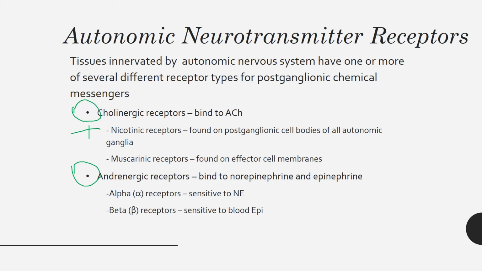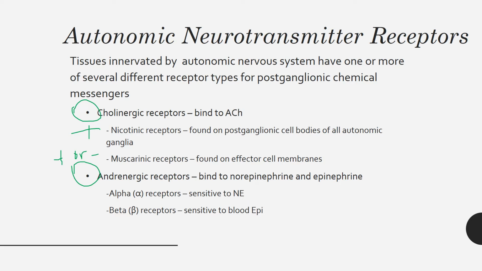Muscarinic acetylcholine receptors are found on the visceral organs and are stimulated by the release of acetylcholine from postganglionic fibers. These can affect the cell membrane, but they can be either excitatory or inhibitory, so I'm going to write a plus or minus. It depends on the tissue, whether that tissue becomes excited or becomes inhibited and doesn't produce some type of reaction.